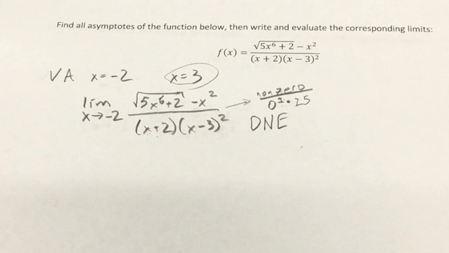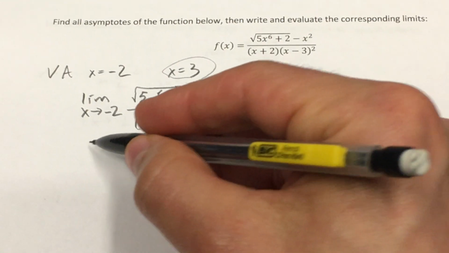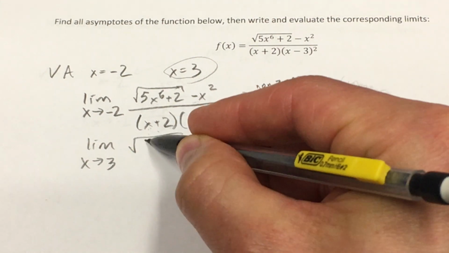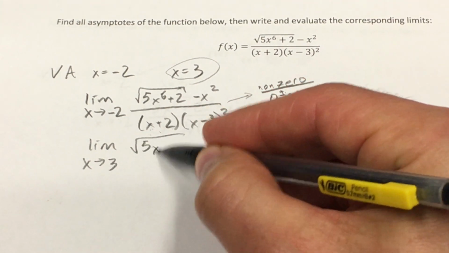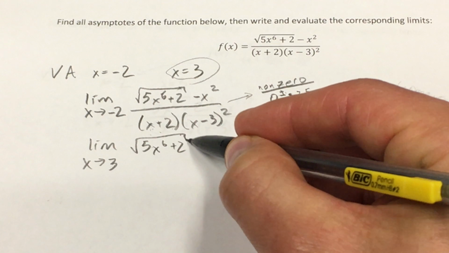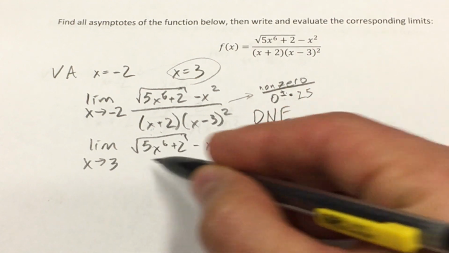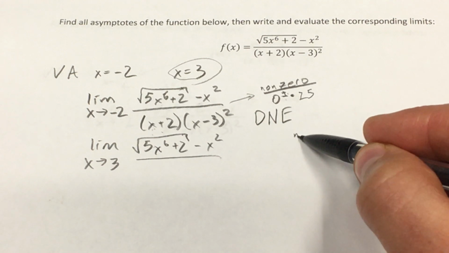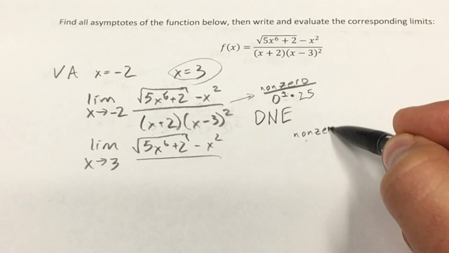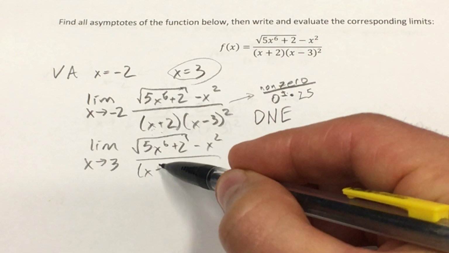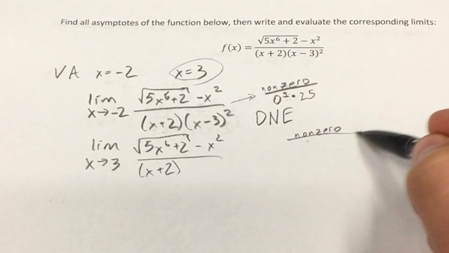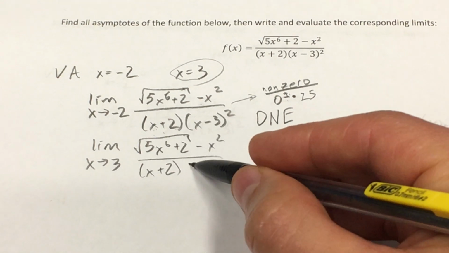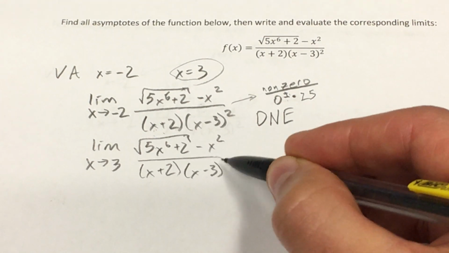That's a little bit different than this case, and I think that's worth mentioning. The limit as x goes to 3 of the square root of 5x to the 6 plus 2 minus x squared, you can sort of confirm that the numerator is going to be non-zero, same way, right? x plus 2, that's going to be, what, 5 times (x minus 3) squared.